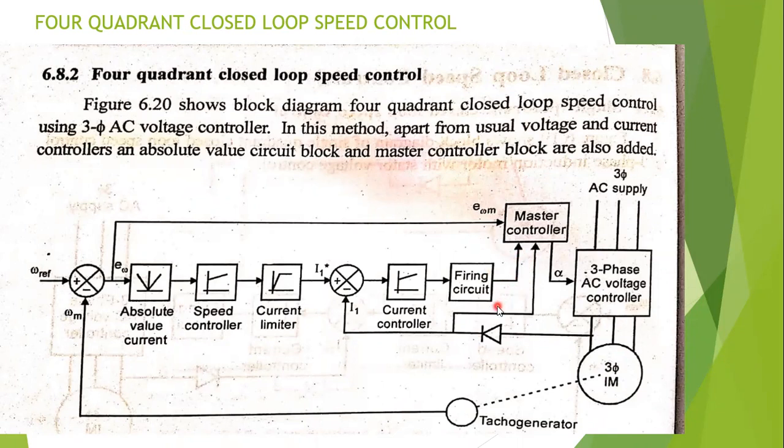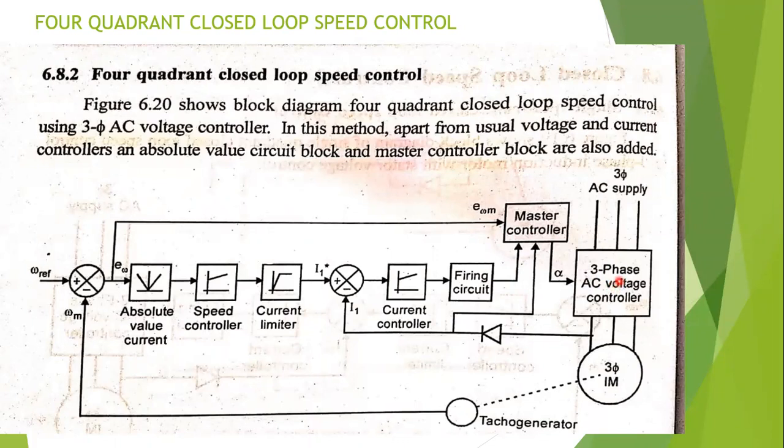Understood? And then the master controller receives these three signals: 1, 2, 3. These three signals are the speed error signal, the firing circuit signal, and the current signal. The master controller receives these three signals, processes this information, and gives the firing pulses to the thyristors.